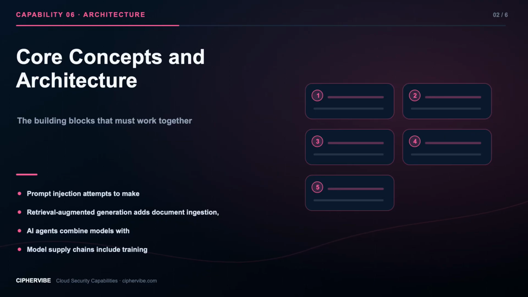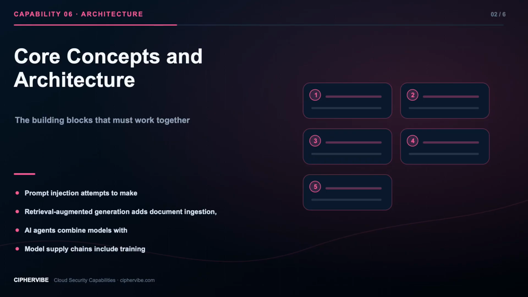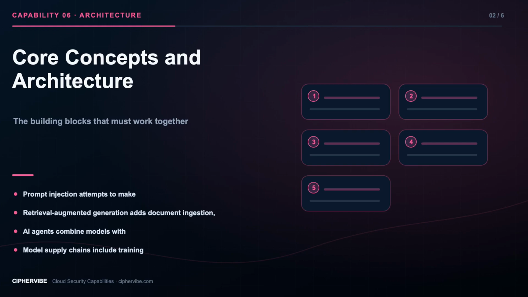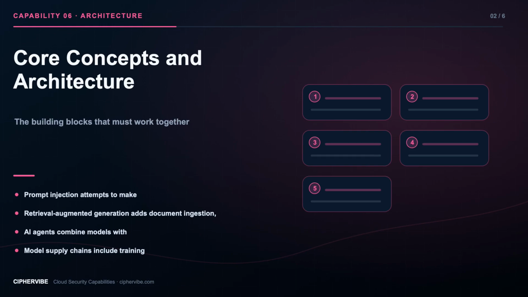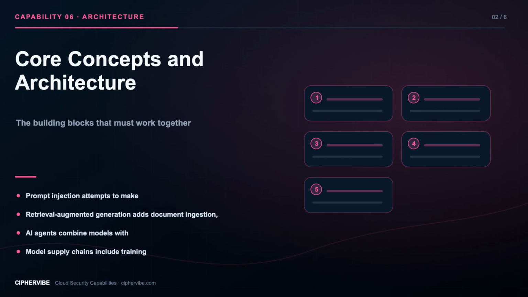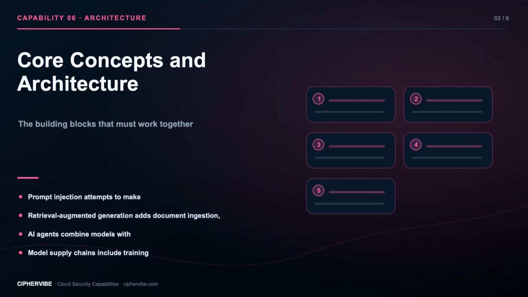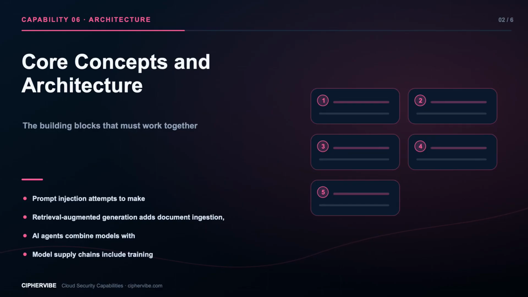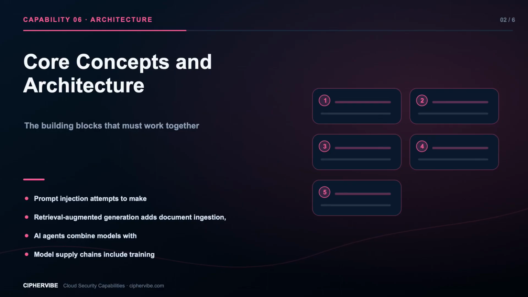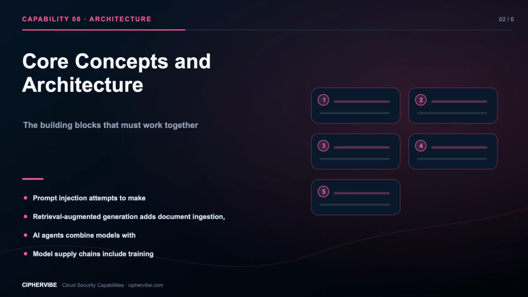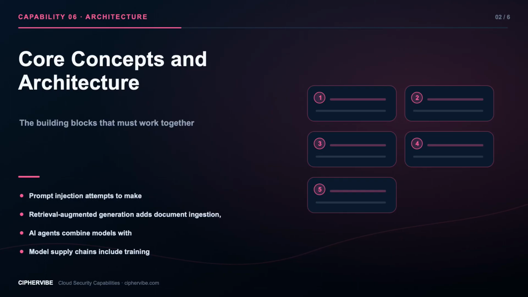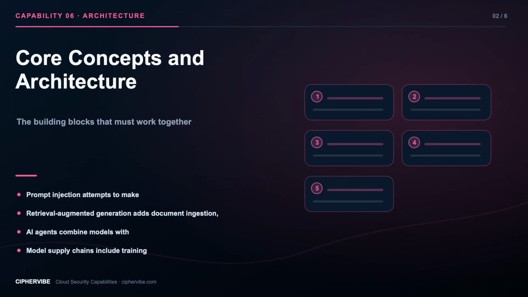Third, AI agents combine models with memory, planning, credentials, tools, and external actions, increasing both capability and blast radius. Fourth, model supply chains include training data, fine-tunes, adapters, weights, evaluation sets, libraries, registries, and hosting services. These concepts need shared identity, timestamps, provenance, ownership, and access control. Every summarized risk should link back to its source evidence and disclose missing information.